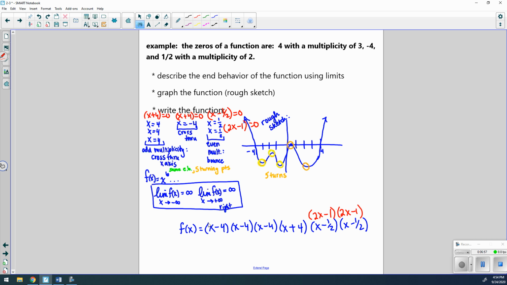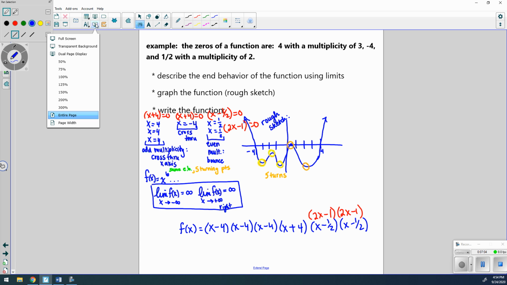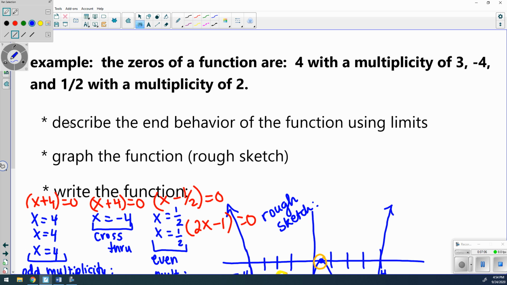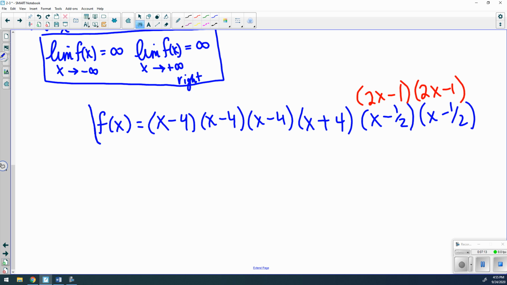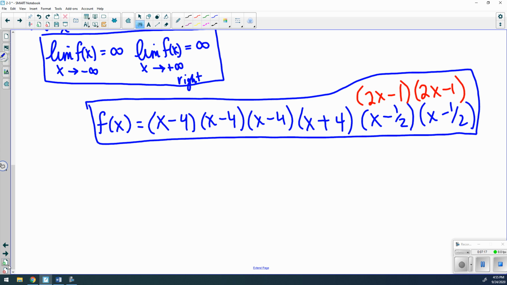Now, how tedious and annoying and error-prone would it be to actually multiply all of this out? Ooh, yuck. No thanks. So for our intents and purposes, we can leave it just like this. That's a good enough function for us today.